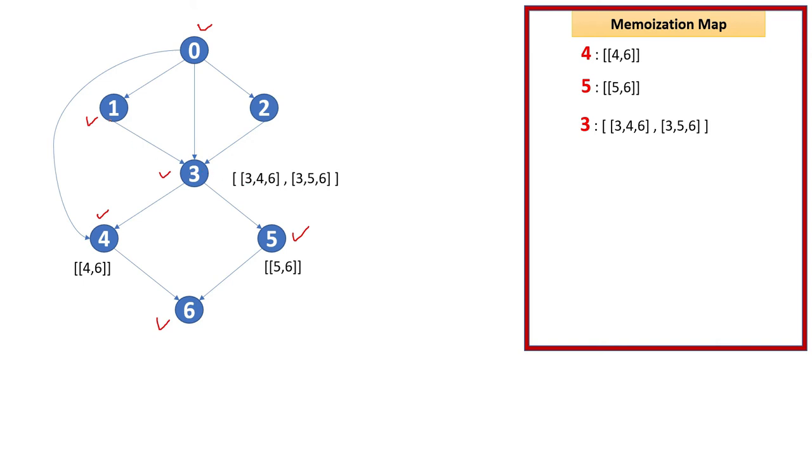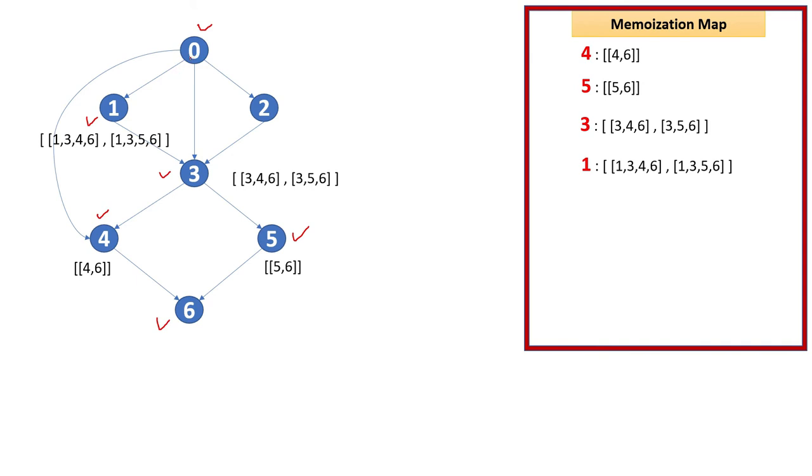Now you have to go back to 1, from where the call actually happened. For 1, is there anything left to traverse? No. 3 we already traversed. So for 1 also, same thing. If we append 1 to this result, then it will become 1, 3, 4, 6 and 1, 3, 5, 6. And we have to store it here also. So from 1, 2 paths are present, 1, 3, 4, 6 and 1, 3, 5, 6. Now 1 we visited, for 0 we have to choose another node.